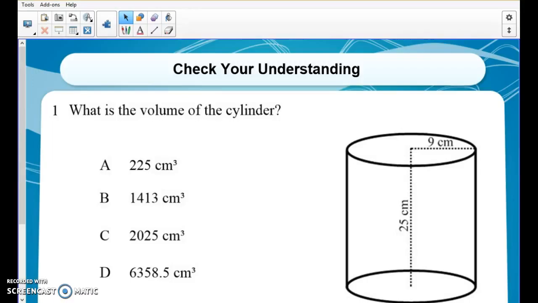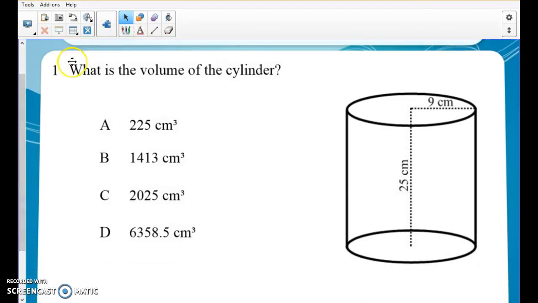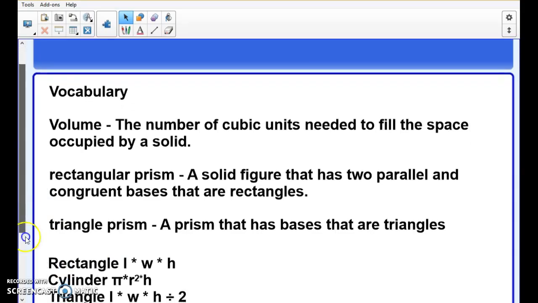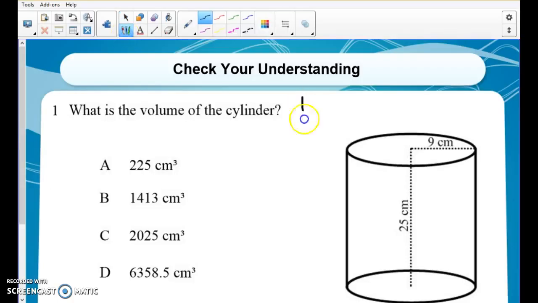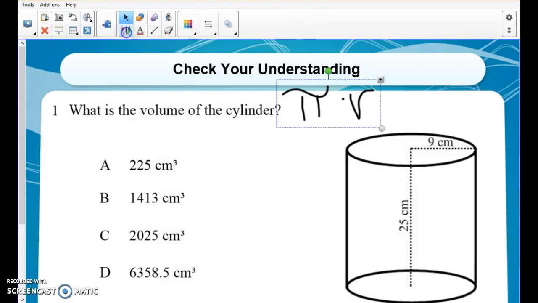Alright, so this is the new one, going back to volume of a cylinder. Let's go back to that first slide. The volume of a cylinder is pi times the radius squared times the height. I'll write that down right on the screen. So pi times the radius squared, times the height.